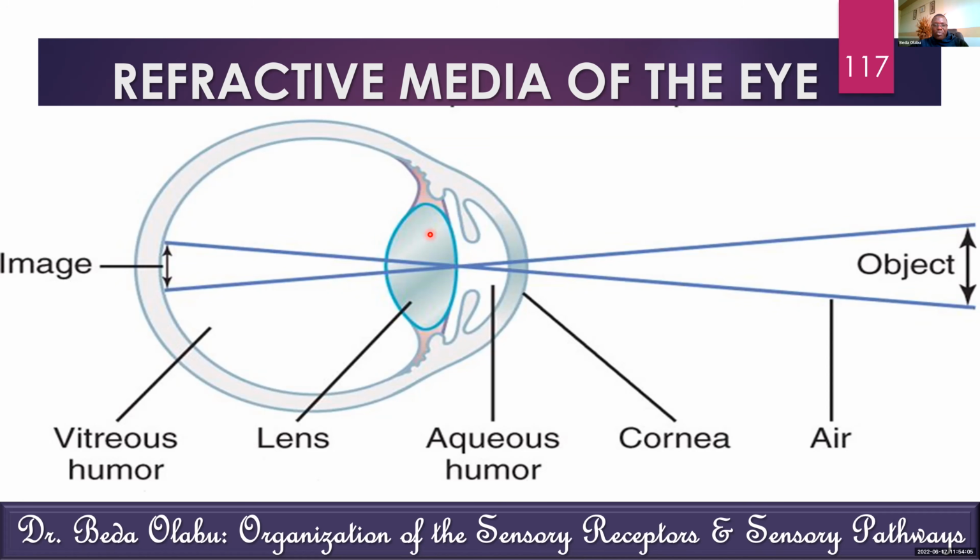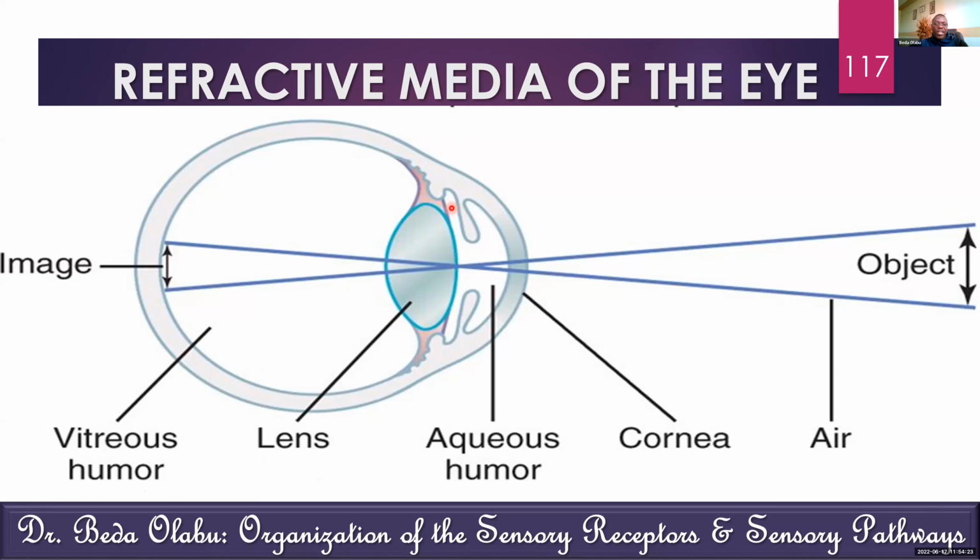The anterior segment is further divided into chambers based on the location of the iris. And so this part here is called the anterior chamber of the aqueous humor.